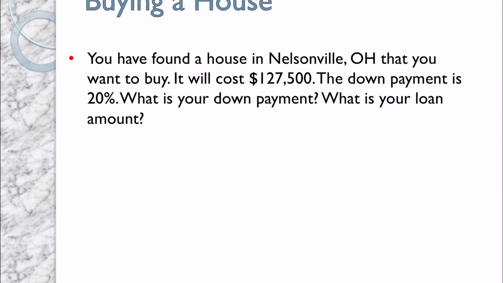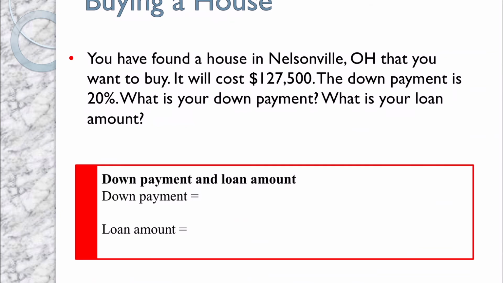So if you are going to buy a house that costs $127,500 and you have to put down 20%, what will be your down payment? It's simply going to be 20% times $127,500. So your down payment is going to be $25,500. So that is what you put down originally, and you're going to take out a loan for the rest. So what would be the amount of your loan? It would be the initial amount of the house minus your down payment. So our loan amount will be $102,000.